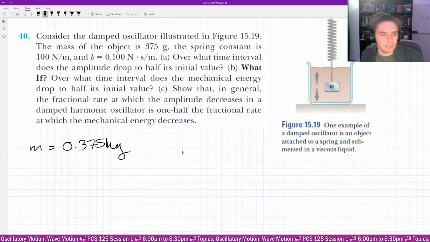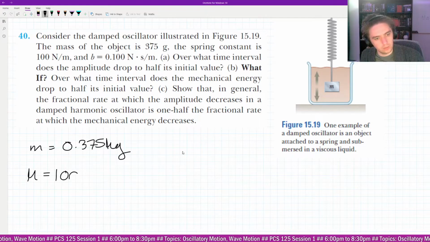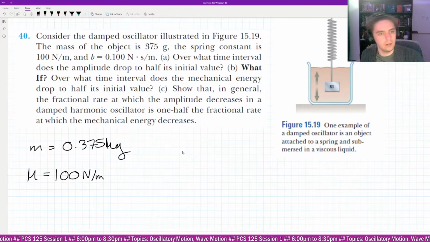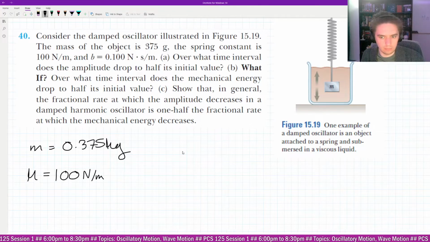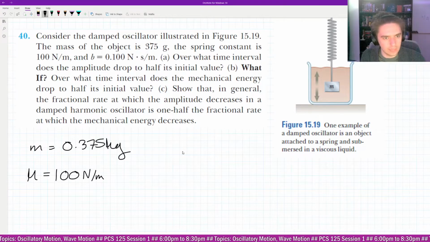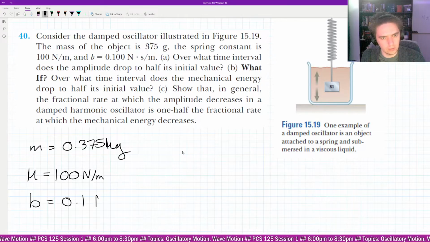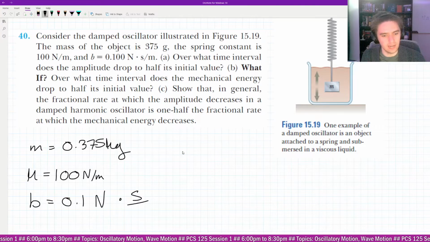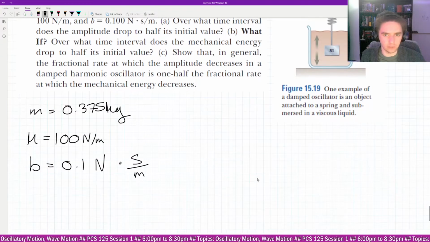The spring constant is k equals 100 newtons per meter, and b, which is how damped it is, is 0.1 newton-seconds per meter. Over what time interval does the amplitude drop to half its initial value?